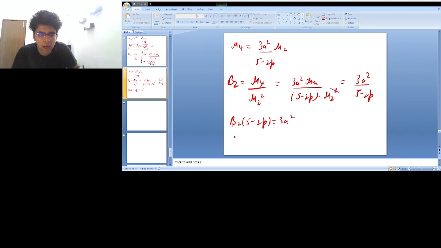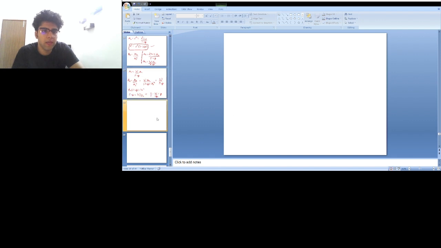So 5 minus 2p is equal to 3a square upon beta 2, which implies that 5 by 2 minus 3a square by 2 beta 2 is equal to p. So my p is 5 by 2 minus 3a square by 2 beta 2.